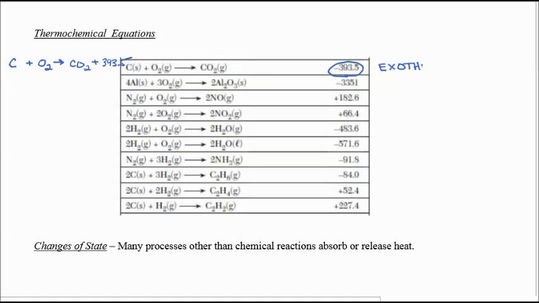and that negative delta H tells us it's an exothermic reaction. So if we look at the third one down, nitrogen reacts with oxygen. Because delta H is positive, it's an endothermic reaction, so the energy term is to the left of the arrow, and after it absorbs the energy, it then turns into NO. Because delta H is positive, this is an endothermic reaction.